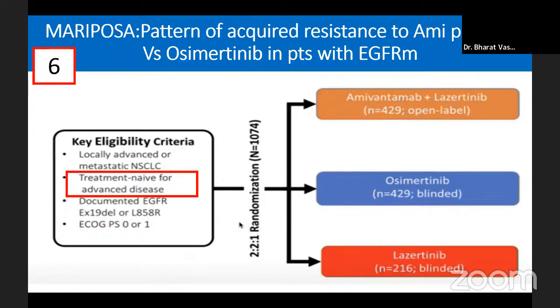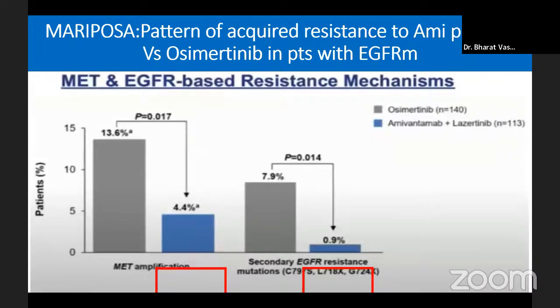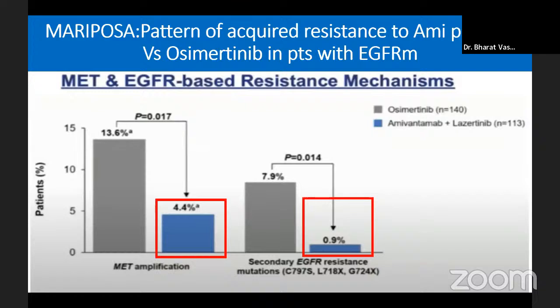In treatment-naive advanced NSCLC, we know that amivantamab plus chemo in MARIPOSA 2, or now others, is probably better, and amivantamab and lazertinib is also statistically significant. In this study, you remember amivantamab is what? An EGFR plus MET bispecific antibody. So they wanted to see what the relapse pattern is. What they observed was, it is 1 slide only.